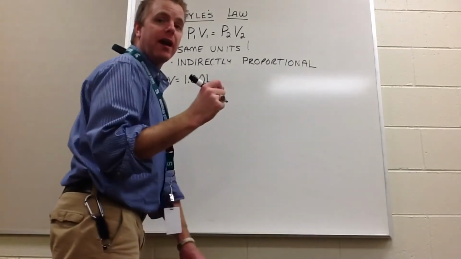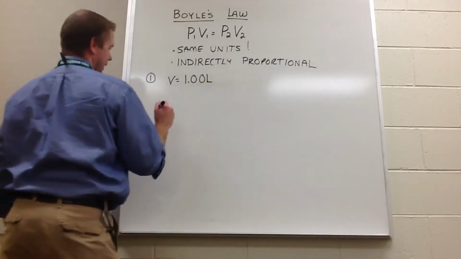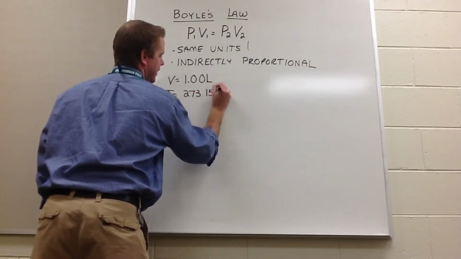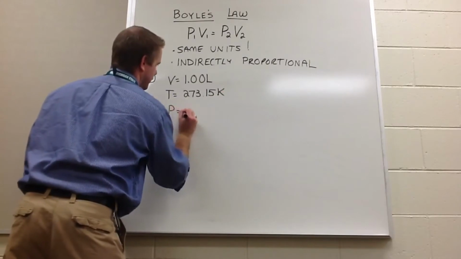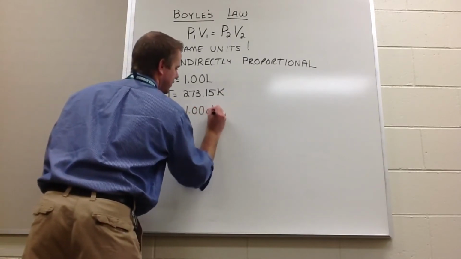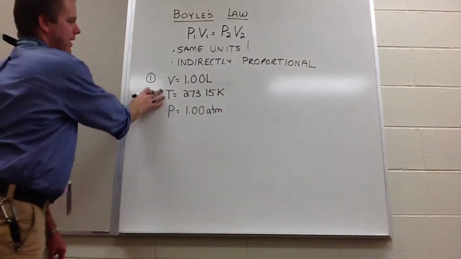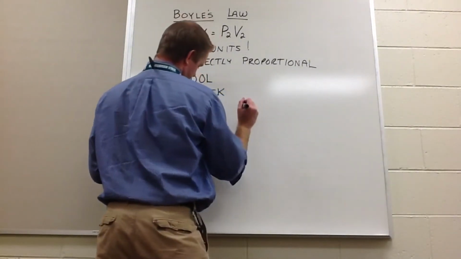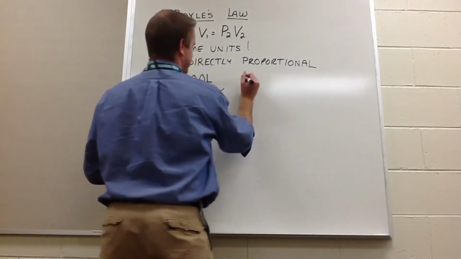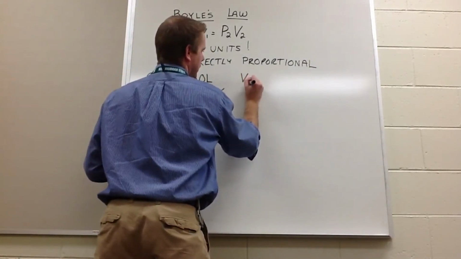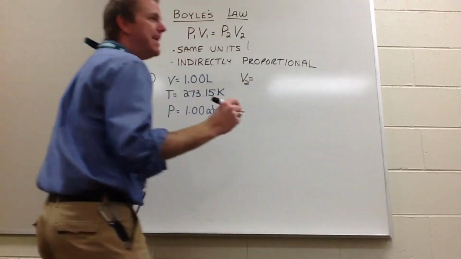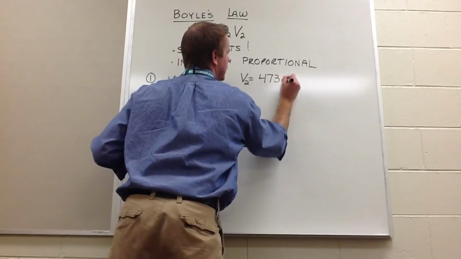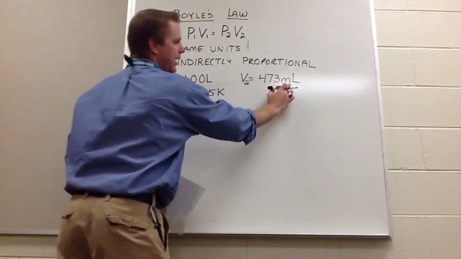And you're also told you have this STP thing going on, right? So we know the temperature is 273.15 Kelvin, and we know that the pressure is equal to 1.00 atm. Why? Because that's what we've measured STP to be. We're also told we have another volume, so V2, that's going to be equal to 473 milliliters. Well, that's a problem for us, isn't it? Because the units don't match up, liters and milliliters.